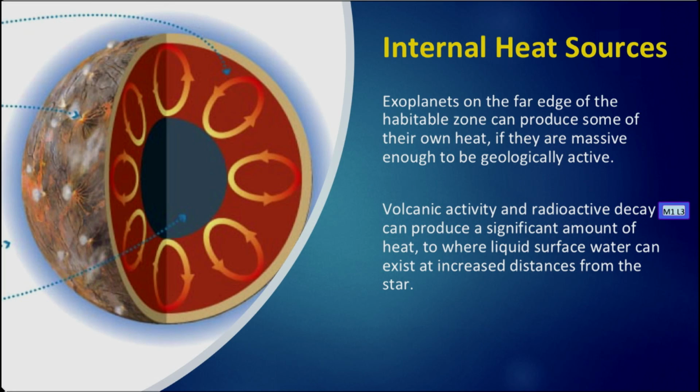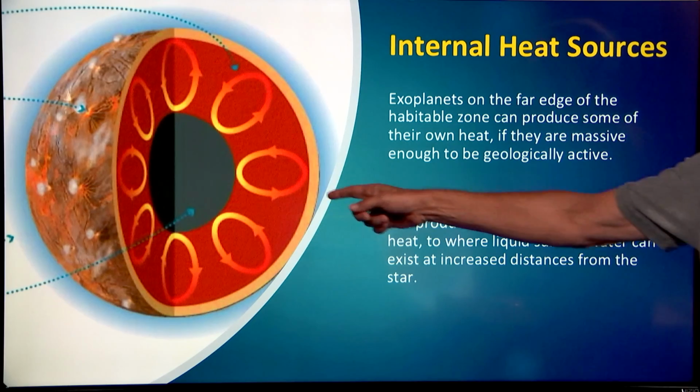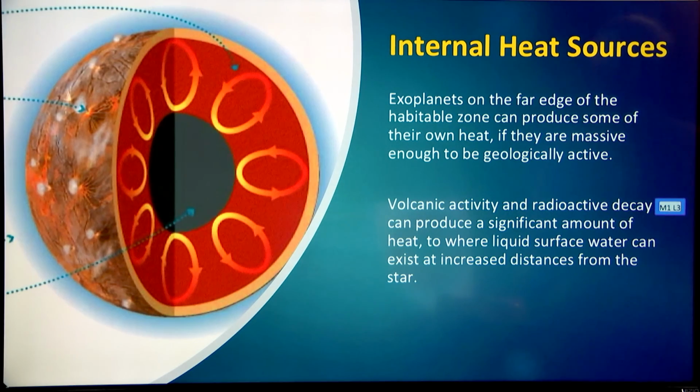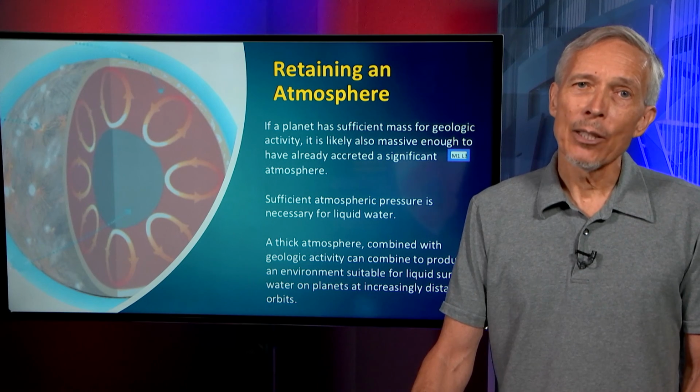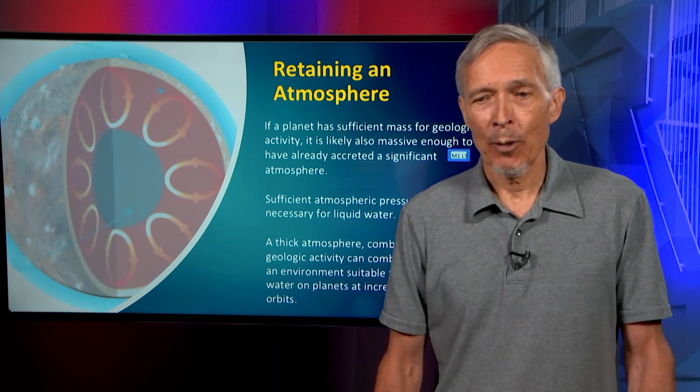This energy comes from 2 modes. It comes from radioactive decay of atoms in the rocky material of the planet, and it also comes from volcanic activity. The volcanic activity itself produces heat, and also when the volcanoes penetrate the surface, tends to produce carbon dioxide, which is detached from the rocky material, the carbonates. So it is possible for liquid water to exist at larger distances from a star if the planet is massive enough. The other issue that relates to mass is the ability to retain an atmosphere.